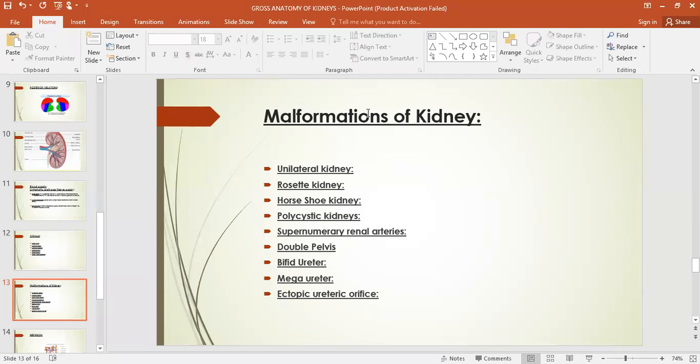urine in the ureter. Unilateral kidney, rosette kidney, horseshoe kidney, polycystic kidney, supernumerary renal artery, double pelvis, bifid ureter, megaureter, ectopic ureter. These are the malformations of the kidneys. Okay.